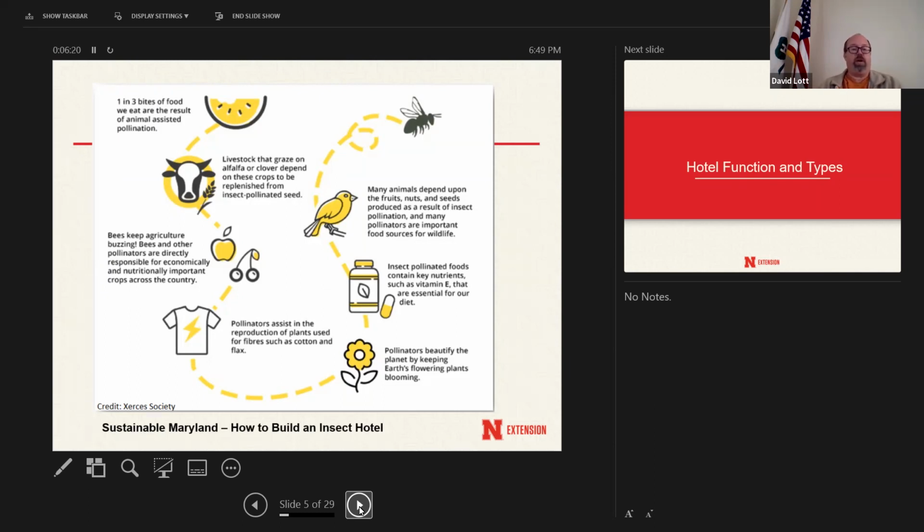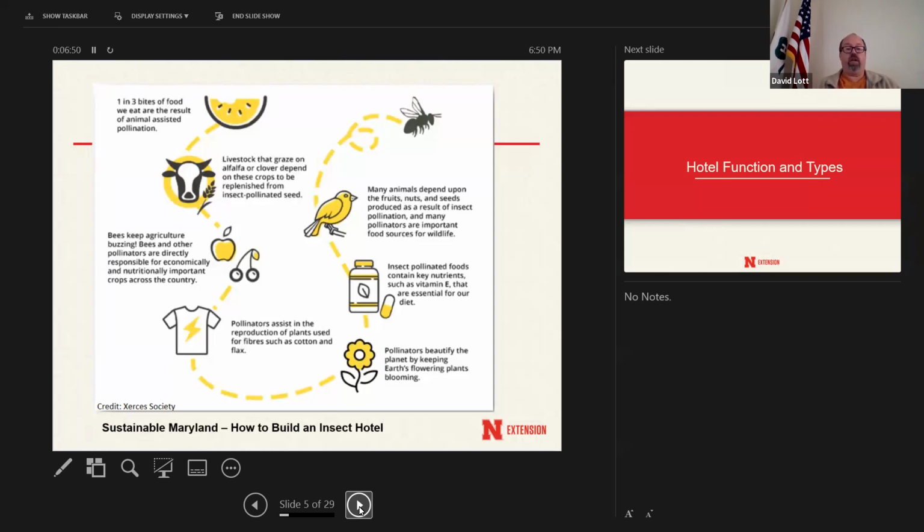They assist in the reproduction of plants used for fibers such as cotton and flax. So if you think of the cotton industry and where cotton is used and all the products we have, that's pretty amazing. They beautify our landscape. So we talk about diversifying landscapes that are sustainable, that don't require lots of extra care. So we're going back to utilizing the natives and utilizing management practices that fit the natives so they can thrive.